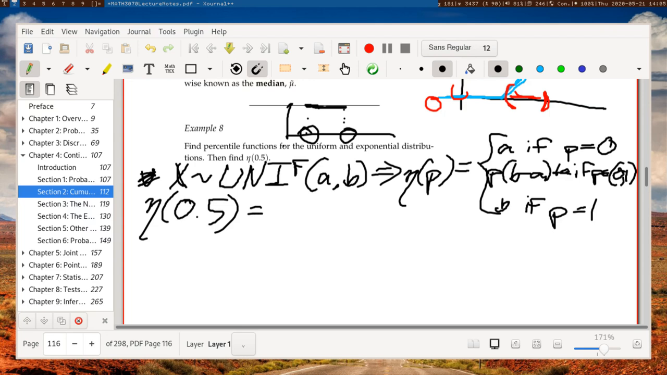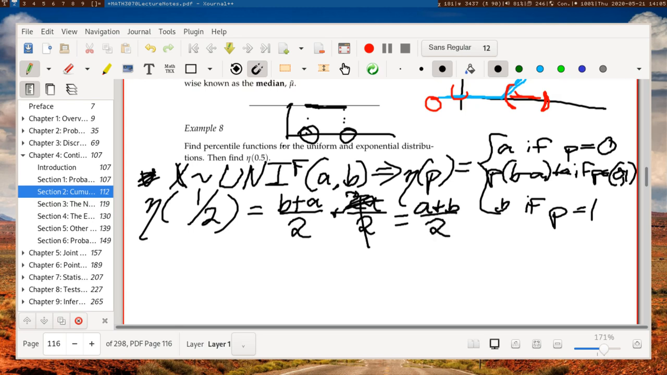I can change this to 1/2 and say this is (B minus A) over 2 plus A, which is also 2A over 2. And that means that this will turn into a plus, and then you get rid of that when you combine those fractions. So this is (A plus B) over 2, which is, by the way, the midpoint of the interval A to B. So the median is the midpoint of that interval. That makes perfect sense, because if it's the midpoint, then half of the area underneath the curve is to the left and half of the area is to the right, which is what the median is.